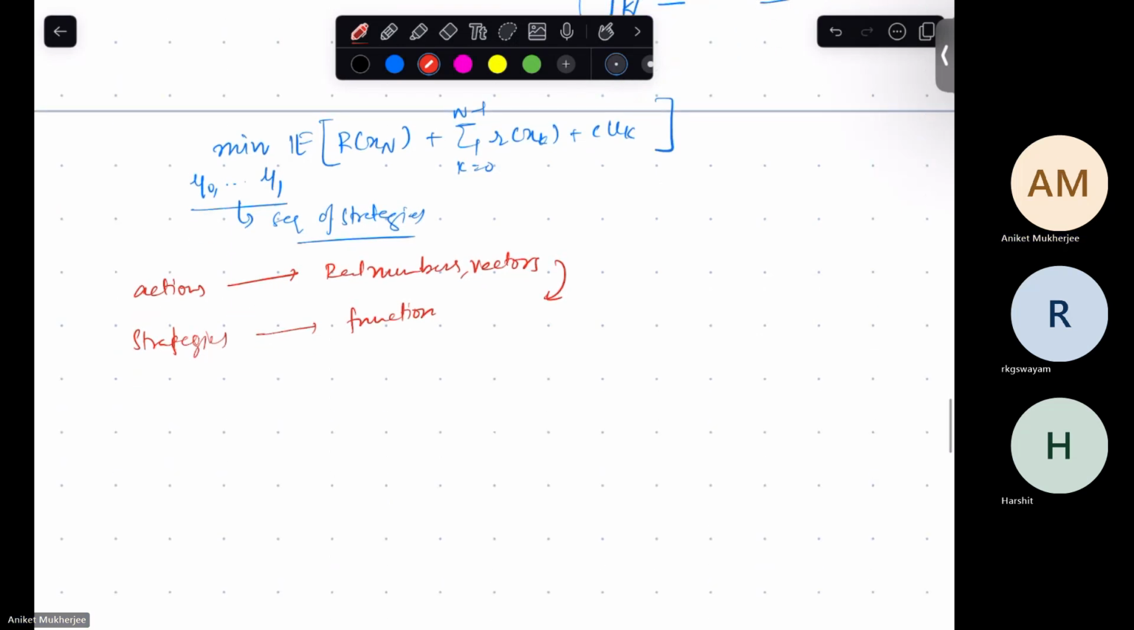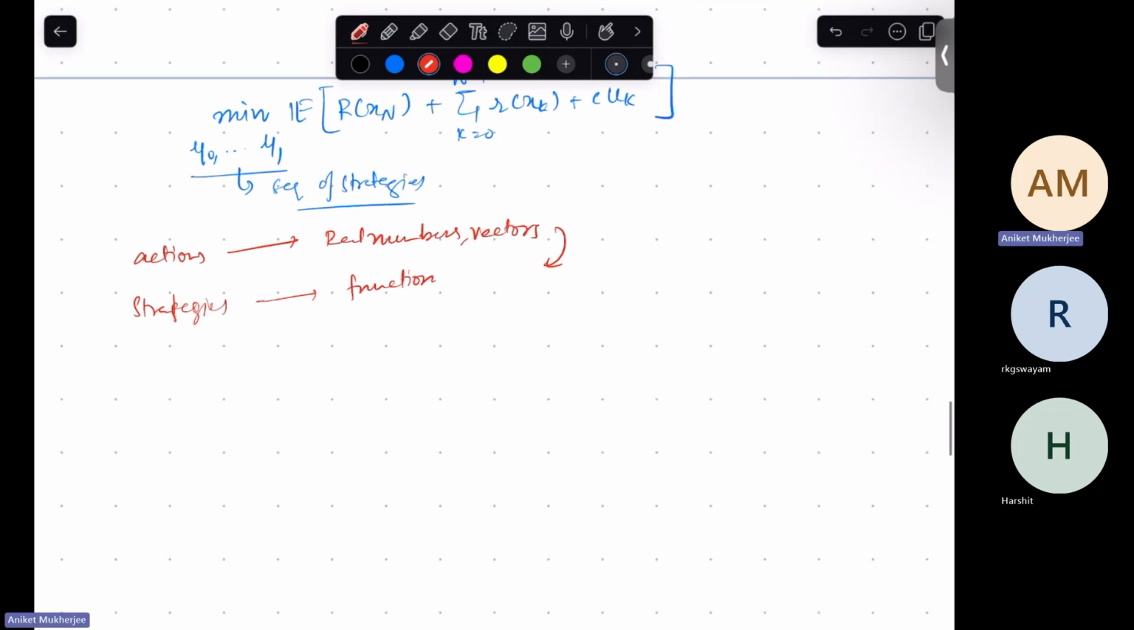Okay, so for today, I'll give an example of how a policy looks.